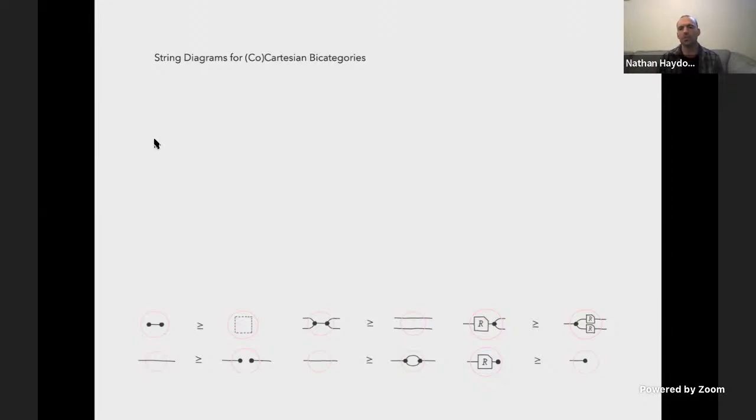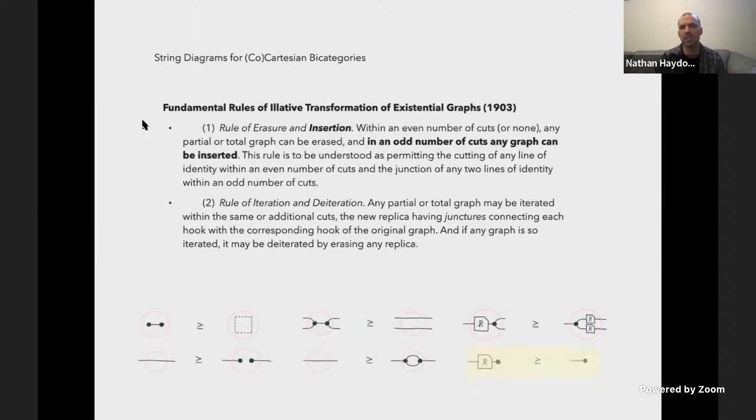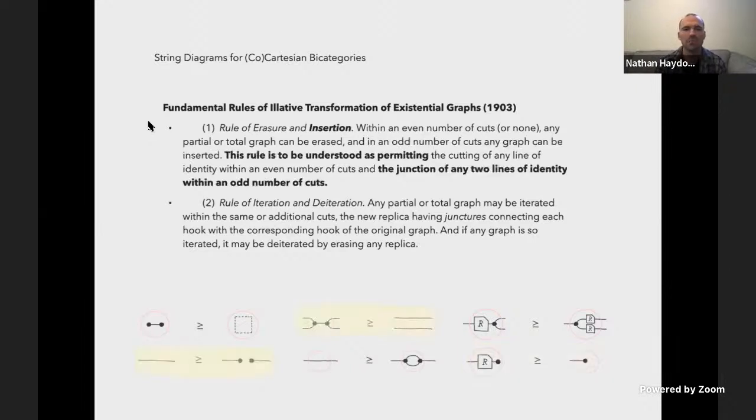And so the first step in this is we follow that principle of contraposition, where now we add this cut and we change the direction of the implications. And when we do that, we get the opposite of Peirce's rules here. So we had erasure, now we get insertion, which is to add in an odd number of cuts. So within a cut, any graph can be inserted. And Peirce adds that this rule is to be understood as permitting the junction now of any two lines of identity within an odd number of cuts.